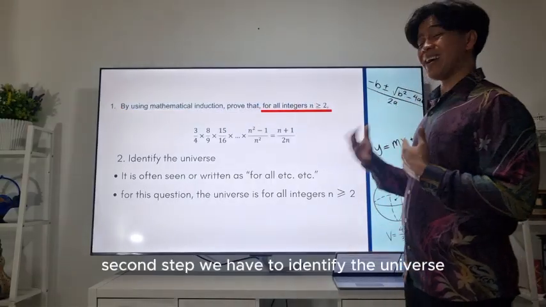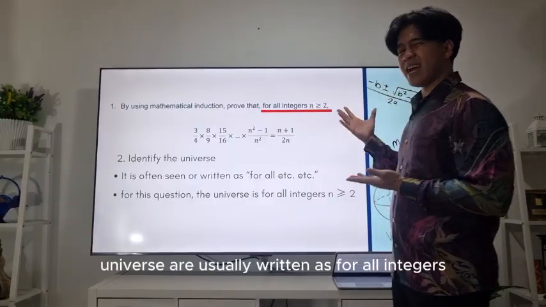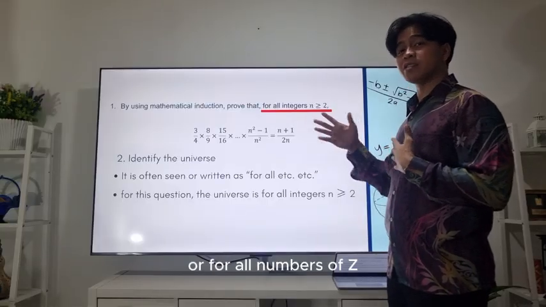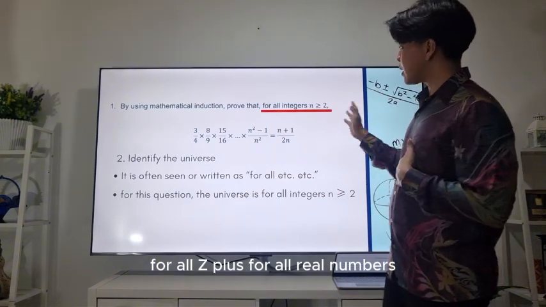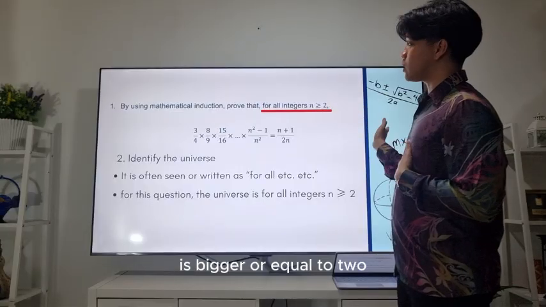Second step, we have to identify the universe. For this one, the universe is usually written as for all integers, or for all numbers of Z, for Z plus, for all real numbers. For now, we have for all integers n bigger than or equal to 2.